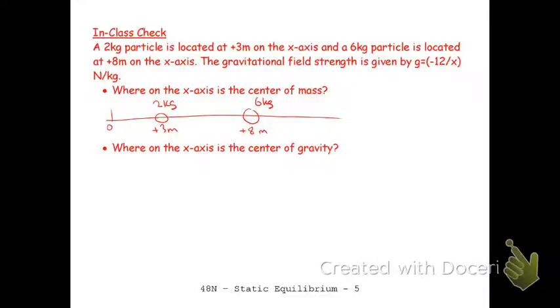Where on the x-axis is the center of mass? I don't need that bit for the center of mass. I go x center of mass is equal to the sum of each mass times its position over the sum of the masses. Let's put some numbers in. So x center of mass is equal to, well, pick the first one.